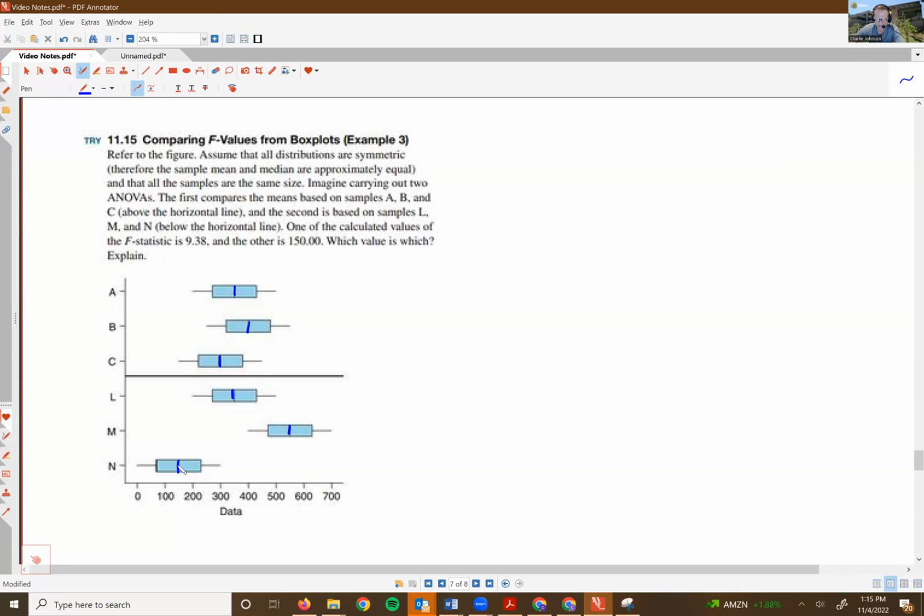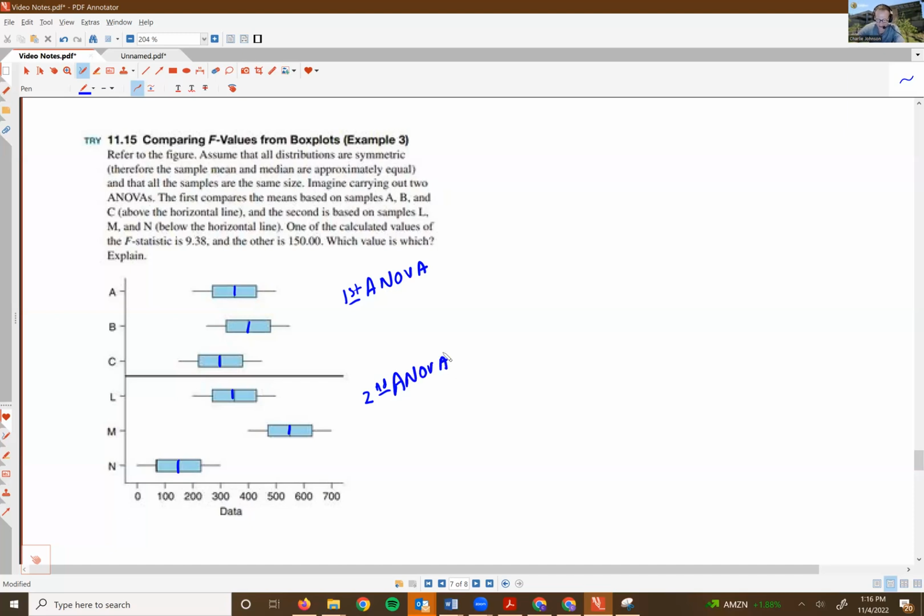So imagine carrying out two ANOVAs. The first compares the means based on samples A, B, and C. So this is the first ANOVA. And another ANOVA that's based on samples L, M, and N. So this is the second ANOVA.